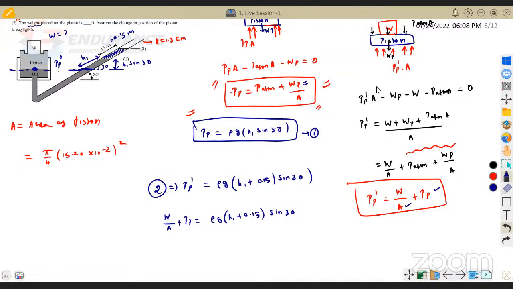Are you saying that in the second case h1 changes? You are saying that the distance h1 will vary, that initially h1 will be different and later on h1 will be different, due to the drop in this oil. Yeah, I understood your doubt. I will clarify it.